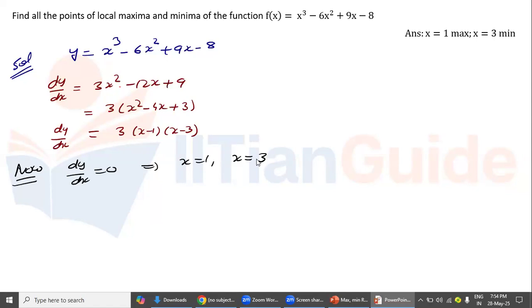It may happen that a point is a maximum at both points, but 99% of the times we will get a maxima at one point and a minima at another point, and we need to decide at which point it is maxima and which point it is minima. Just wait, I'm telling you. I'm going to do the second derivative test. People find the second derivative test to be easy, and many times we do that.